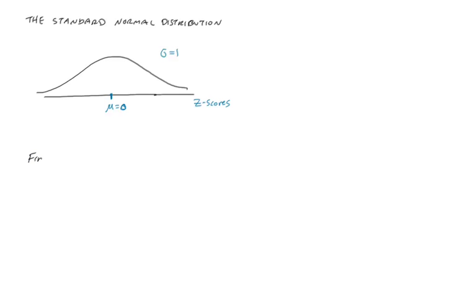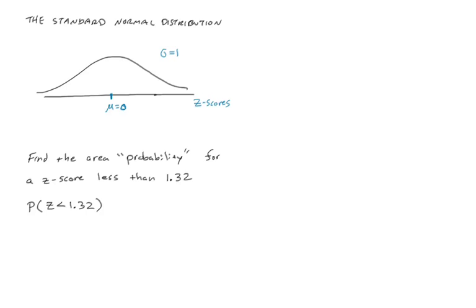So what if I wanted to find the area or the probability, because they're one and the same here, for a z-score that is less than 1.32? And again, since it's a decimal, the empirical rule is not going to help us out here. So let's write some notation. The probability the z-score is less than 1.32.